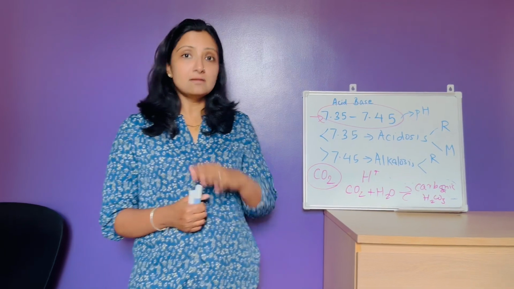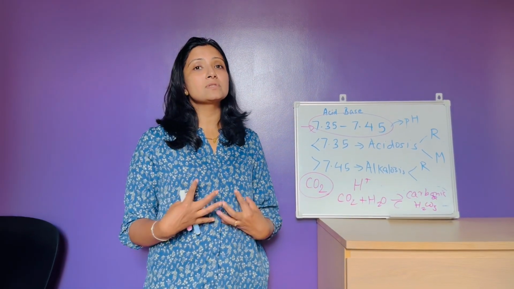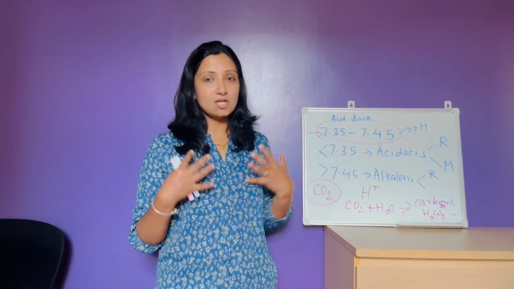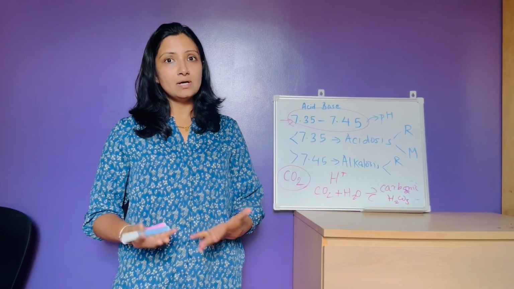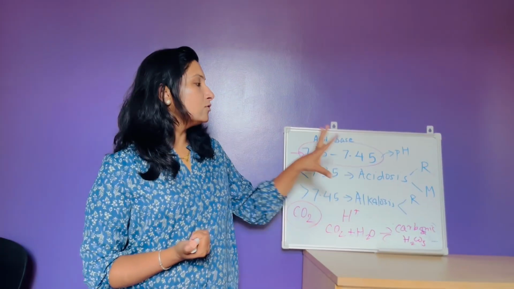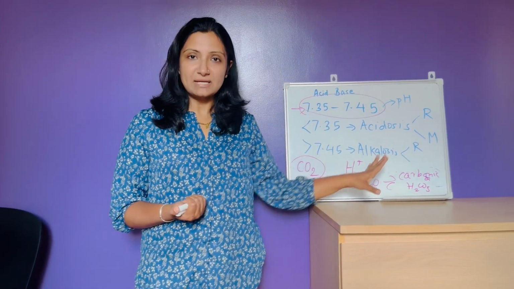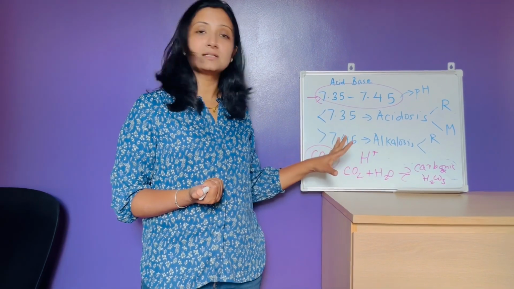Similarly, when you're vomiting, we all know the stomach has acid, HCl. You're vomiting out acid. So again, it can lead to metabolic alkalosis. So these are a few examples of respiratory acidosis, respiratory alkalosis, metabolic acidosis, and metabolic alkalosis.